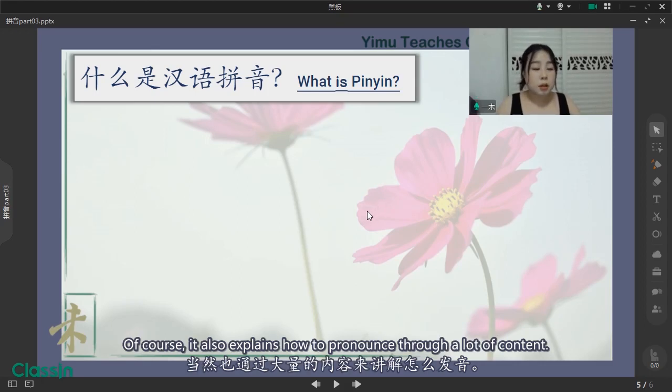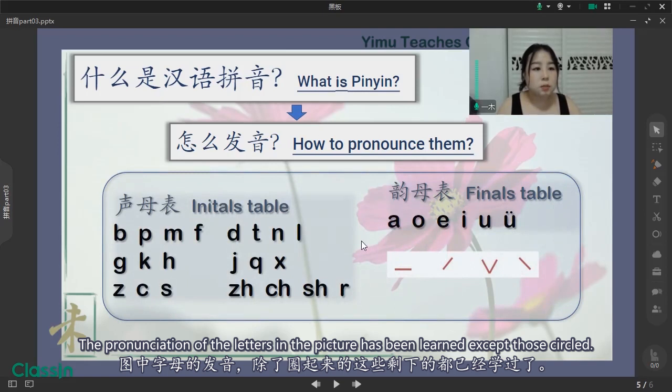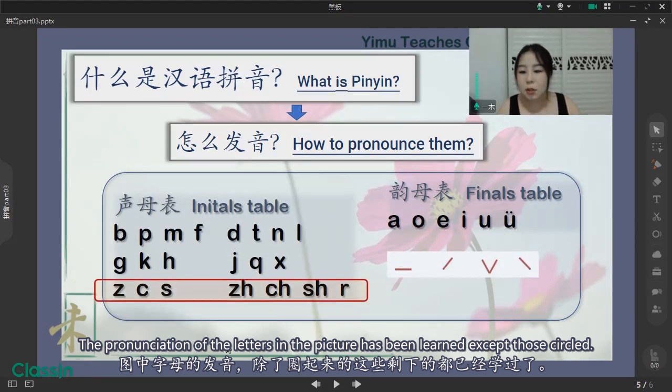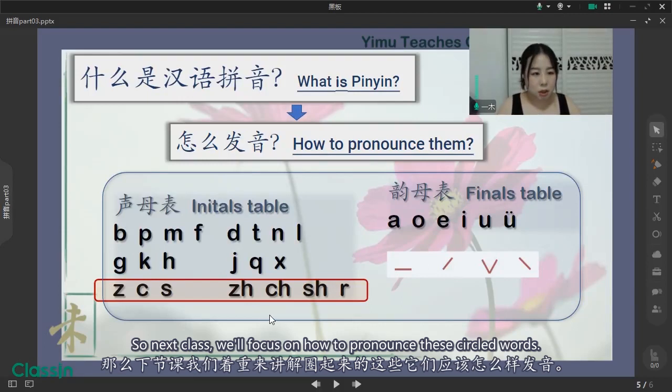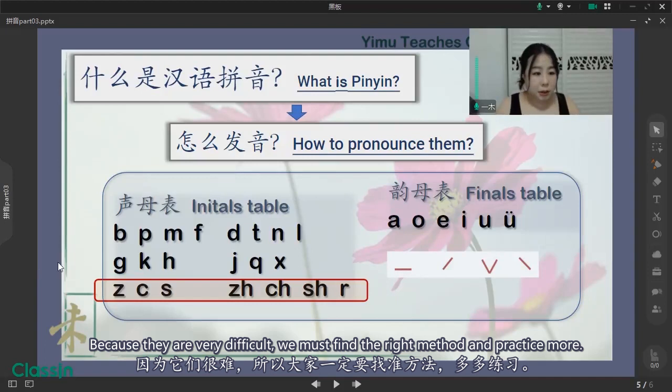Of course, it's also explained how to pronounce through a lot of content. The pronunciation of the letters in the picture has been learned, except those circled. So next class, we'll focus on how to pronounce these circled letters. I see these sounds are difficult. How hard is it? Because they are very difficult, we must find the right method and practice more.